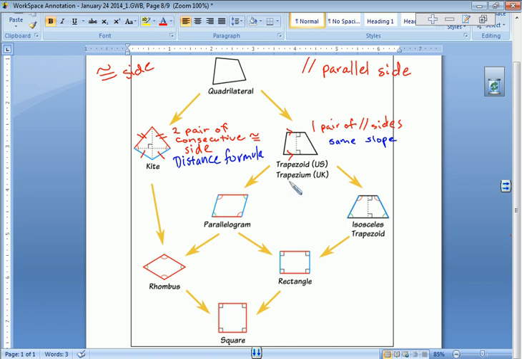Okay, so now we're in the parallel family. We have a special type of trapezoid. It's a trapezoid that not only has, obviously, one pair of parallel sides, but the legs of the trapezoid are congruent. So an isosceles trapezoid, we would have to show that it has one pair of parallel sides.